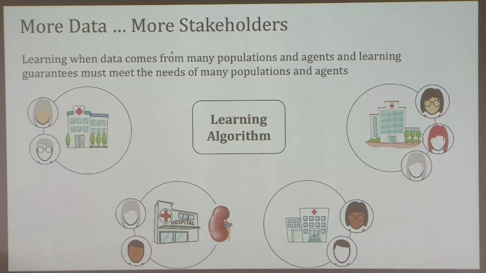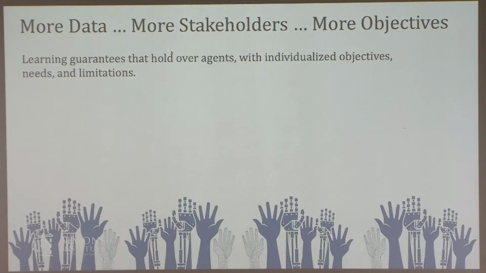And if you're going to use their data, what we really want to do is to also be able to provide the types of learning guarantees, to learn the tasks that those hospitals and those people represented by the hospitals are hoping to receive. So have in mind these kinds of subpopulations or learning tasks that have their own possible distribution, own possible wants and needs. So what happens as we have more data and more stakeholders? Essentially, the picture I'm trying to build here is that we're going to have more objectives. So we're going to have learning guarantees that hold for these individualized objectives.